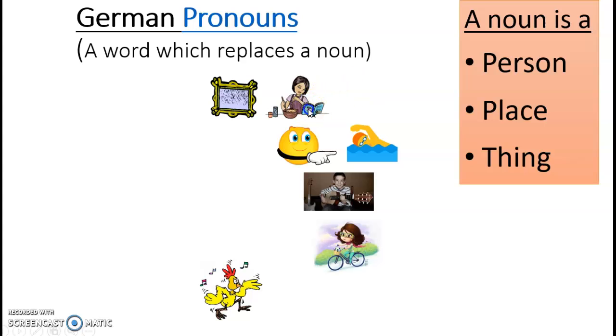So the first pronoun is ich. In this case, it's ich koche. The mirror's there to show you talking about yourself, and that's what that person is doing.